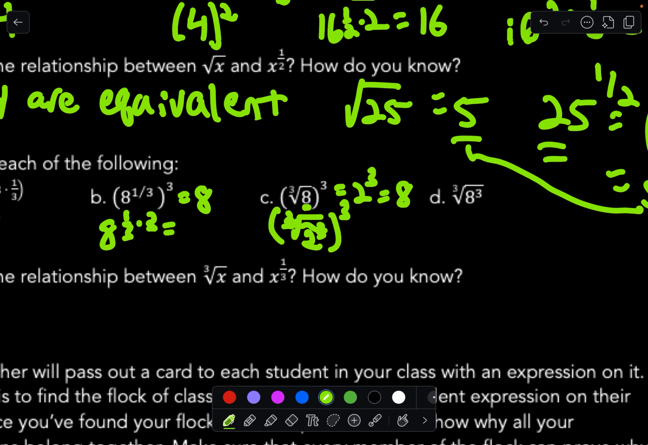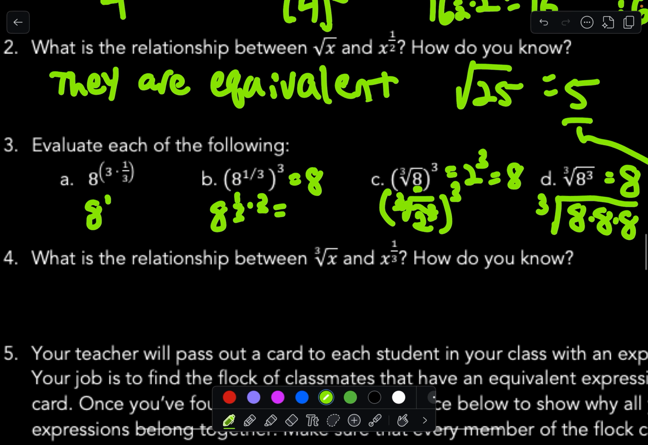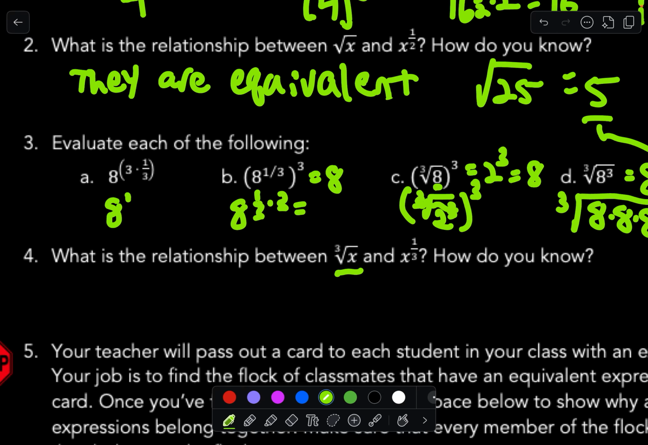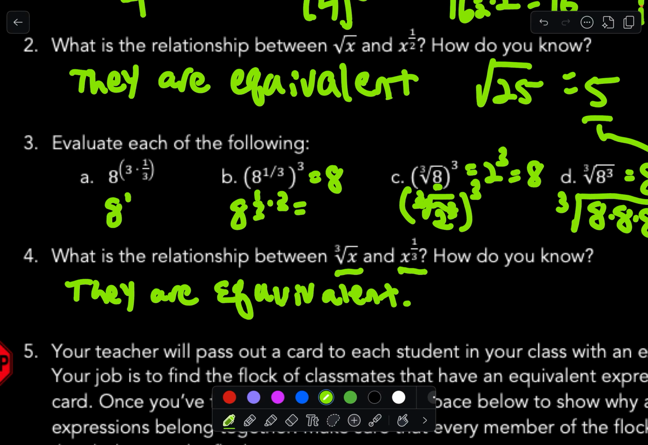So what's the cube root of 8 to the 3rd? Well, 8 to the 3rd is 8 times 8 times 8. So if we're taking the cube root, that just leaves you with 8. So what is the relationship between the cube root of x and x to the 1/3 power? They are equivalent. They mean the same thing.